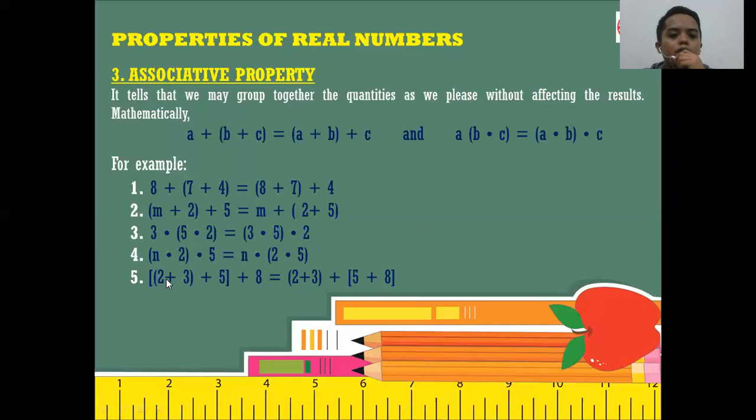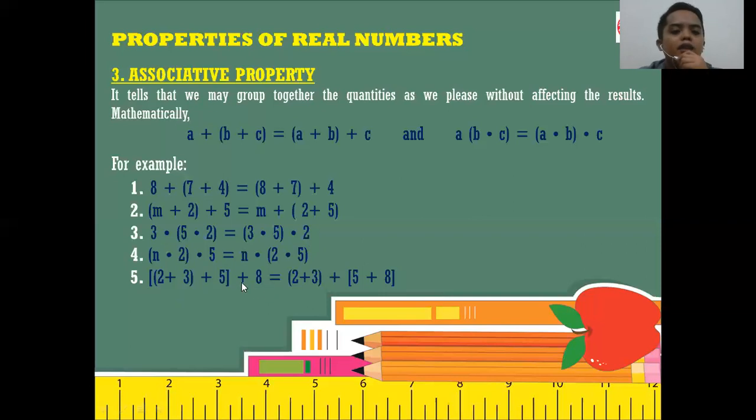If you group this one, and then this time your 5 plus 8 is being grouped together. So that is the associative property. The numbers or variables are not moving, only the parentheses.